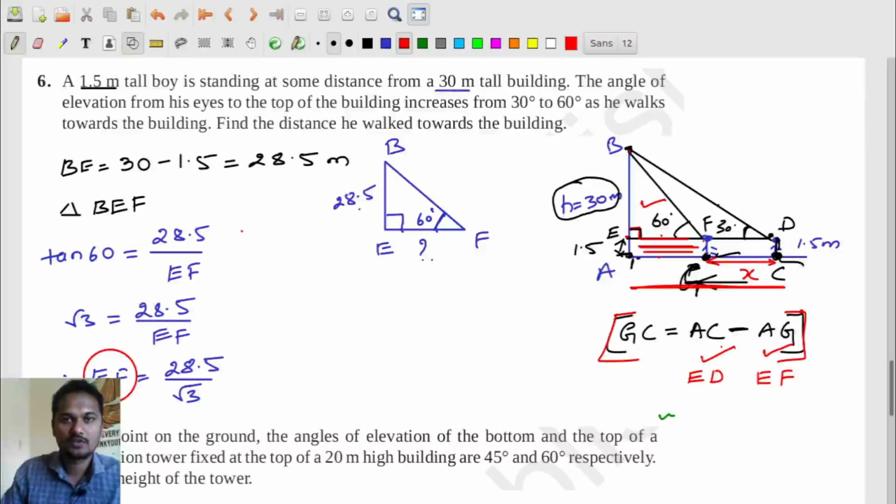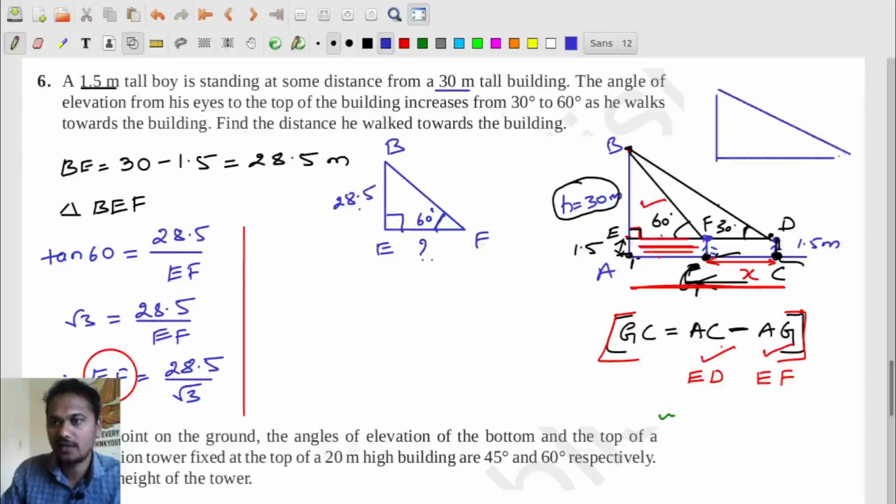So next we need ED. So here we have this ED. Again take a triangle out of this figure, B to E and then E to D, and the angle is 30 degree. So here B, E and then D. So this is the second triangle from the figure. Here BE will remain the same, which is equal to 28.5, but this ED will change. So now we need to find this E to D distance.